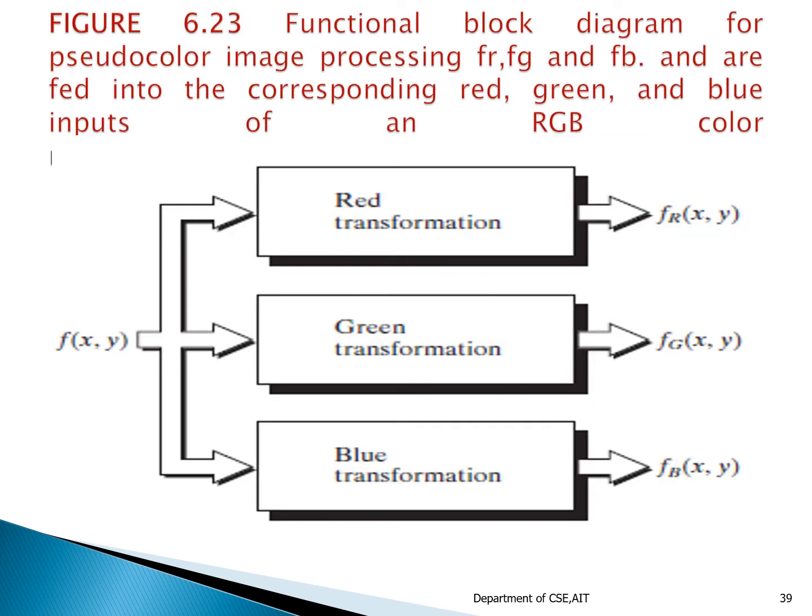This is a functional block. In this functional block we can see a pseudo-color image processing scheme where FR, FG and FB are fed into the corresponding red, green and blue inputs of the RGB color monitor. The function f of x,y is divided into 3 transformations: the function for the red transformation is FR of x,y, the function for the green transformation is FG of x,y, and the transformation for the blue is FB of x,y.